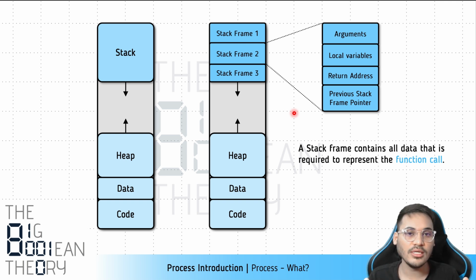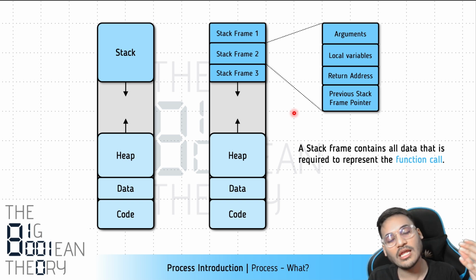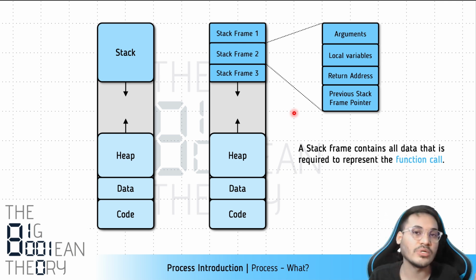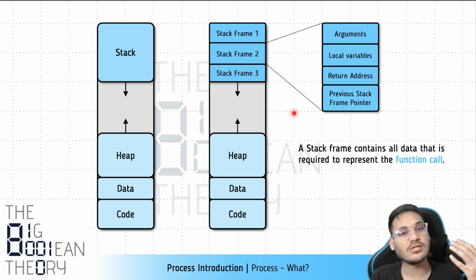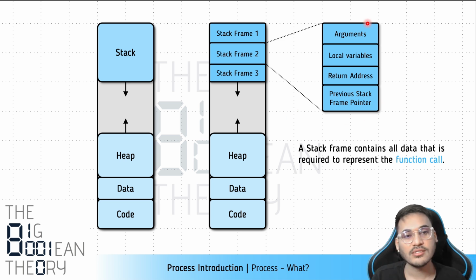The stack frame is a collection of all the relevant pieces of information that is required to represent that particular function call. So not the function, the function call. Any instance of a function call is represented by a stack frame, and as you can see, the stack frame consists of several objects like the arguments to the function, the local variables, the return address, and a pointer to the previous stack frame, right?